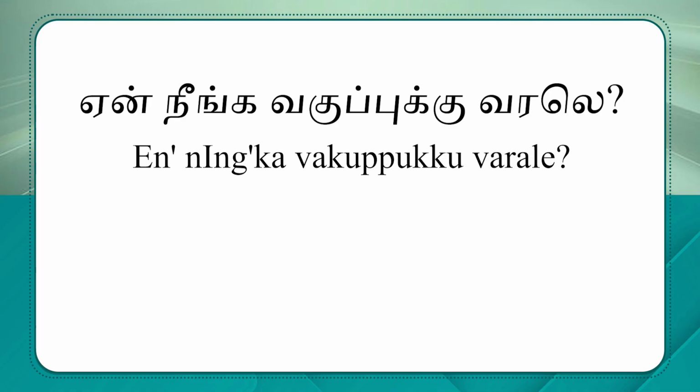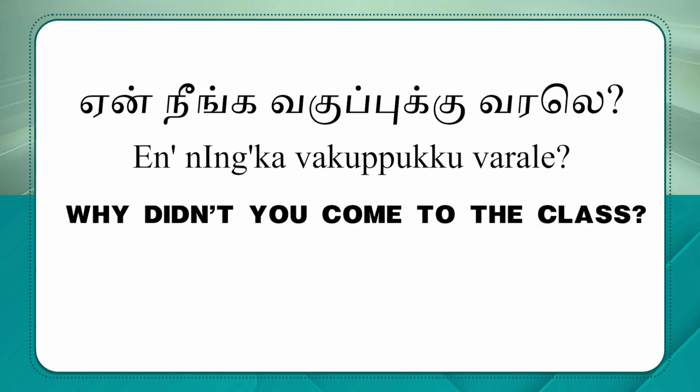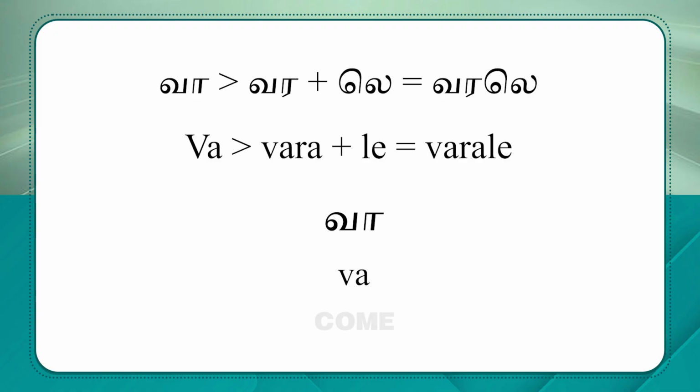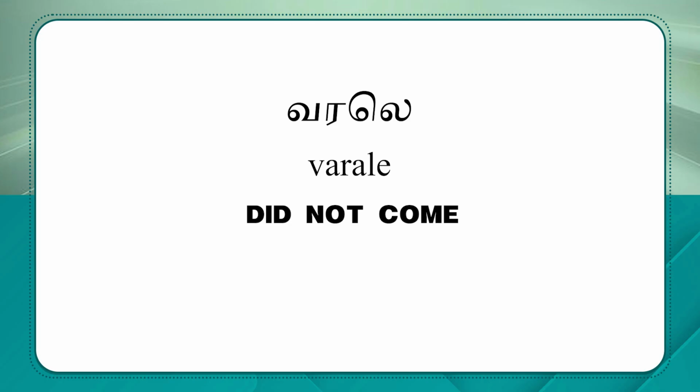Now, I will explain about past negation, so please listen carefully. The past negation is a term that indicates an action that did not happen in the past. In Tamil, it is formed using the word lay with infinitive form. For example, ஏன் நீங்க வகுப்புக்கு வரலே? Why didn't you come to the class? Let's look at this word வரலே. Here, va is the verb root which means come. Va becomes vara as an infinitive form to come, and le is the past negative suffix which is added with the infinitive form vara. So we get the word varale, which means did not come.